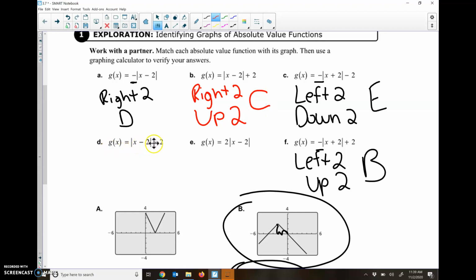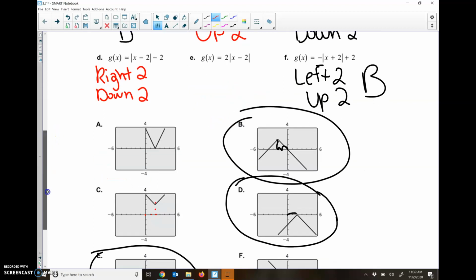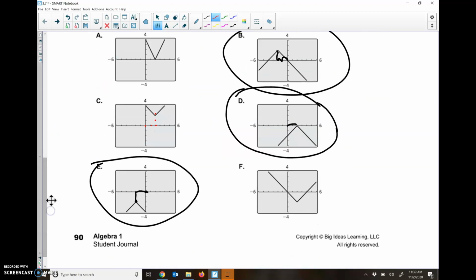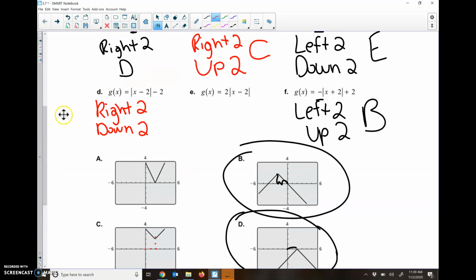Here I have an x - 2, so now I can say it's like a couple ones we've done so far. So that x - 2 is going to make it move right 2. And then this -2 on the end, just like on letter C there, is going to make it move down 2. So I'm looking for a graph that moved right 2 and down 2. And that's going to be letter F, right 2 and down 2. So letter F there.